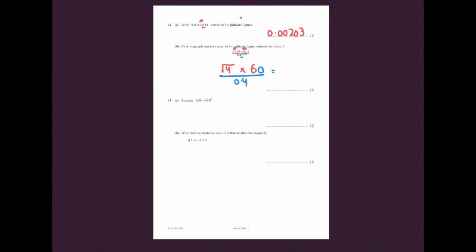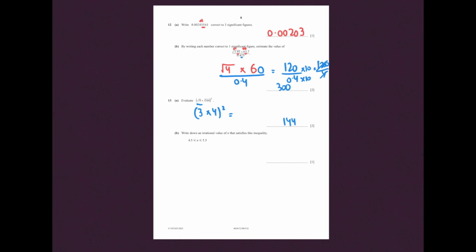Now, under root 4 is 2. 2 into 60 is 120. Divide by 0.4. I'm going to multiply this by 10 and this by 10. 1200 upon 4. That's what? 300. Now, under root 9 value is 2? Cube root 64 is 4. 3 into 4, 12 squared. That's what?